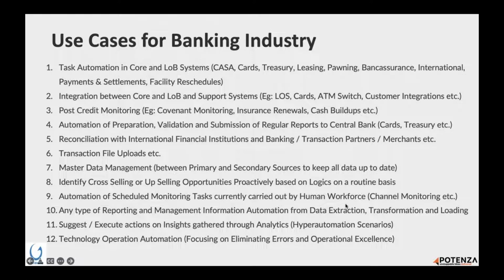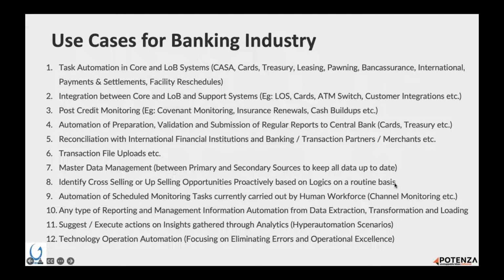We can automate that with a single trigger to update multiple systems for the same user, with their access and roles based on their profile. So identify cross-selling and upselling opportunities proactively, based on logic and on a routine basis. So this is analyzing data, right? You can also deploy RPA to analyze data and suggest things, looking at cross-selling and upselling opportunities.